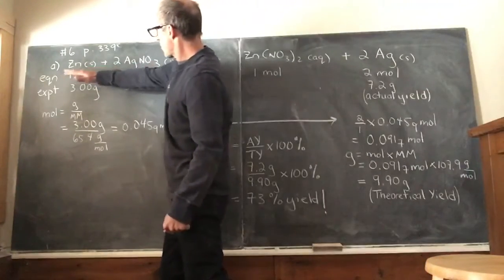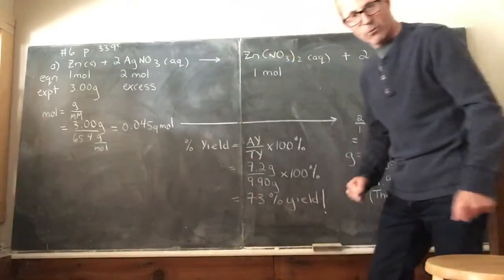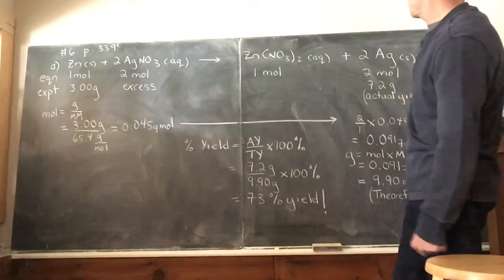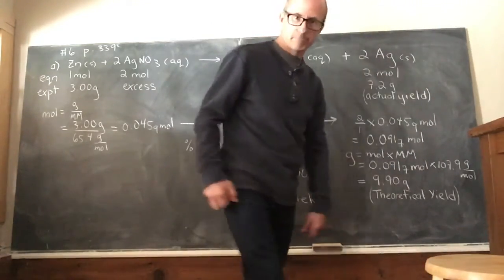Next line, we have the equation line. We have 1 mole of zinc for every 2 moles of silver nitrate. So it's a 1:2 stoichiometric ratio. And we're making 1 mole of zinc nitrate and 2 moles of silver.